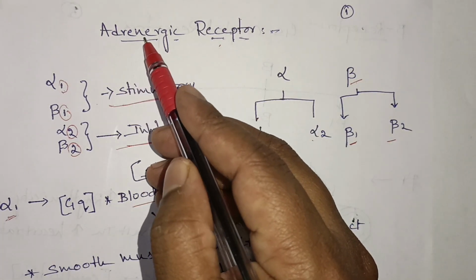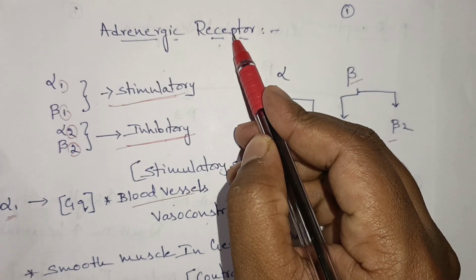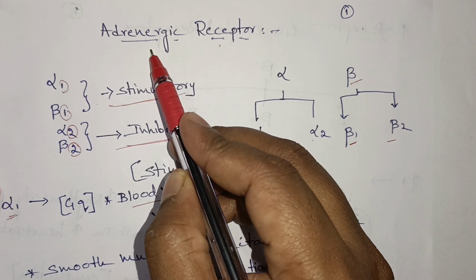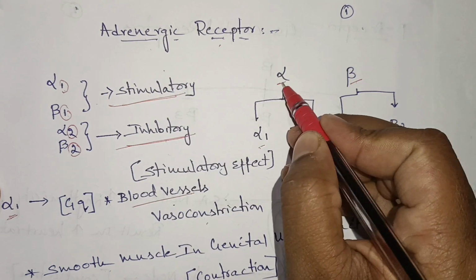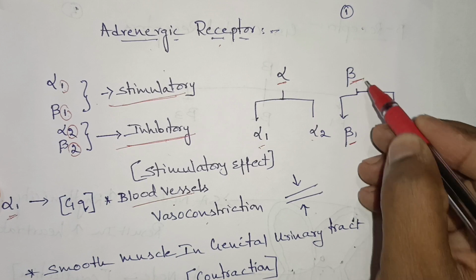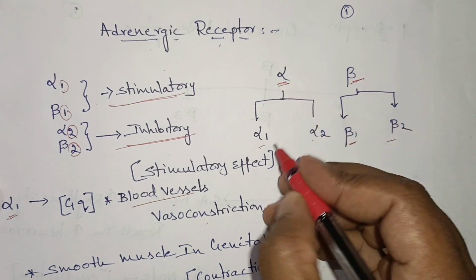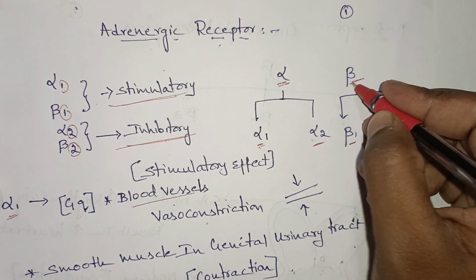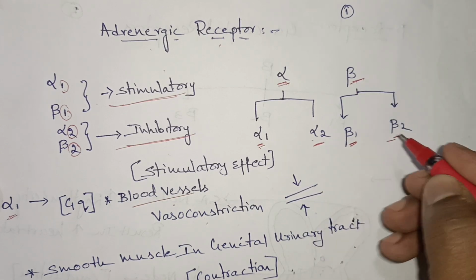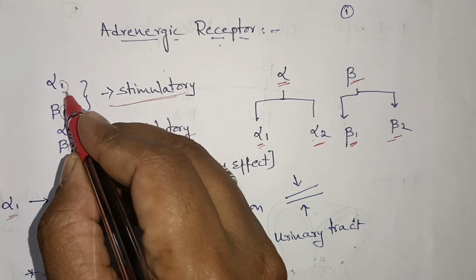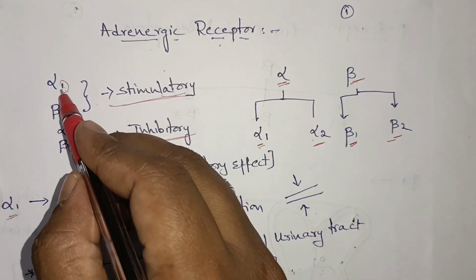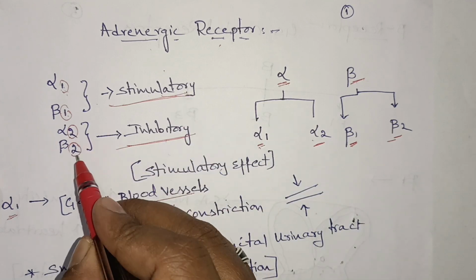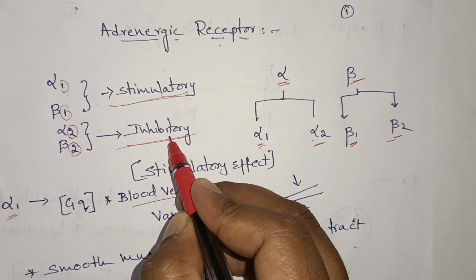Today I am going to discuss adrenergic receptors. Adrenergic receptors are mainly classified into alpha and beta receptors. Alpha is subdivided into alpha 1 and alpha 2, and beta into beta 1 and beta 2. Alpha 1 and beta 1 are stimulatory in nature. Alpha 2 and beta 2 are inhibitory in nature.